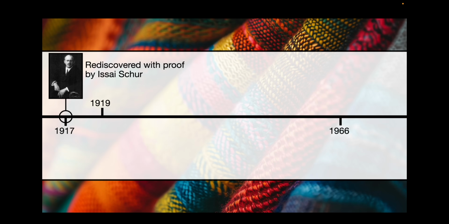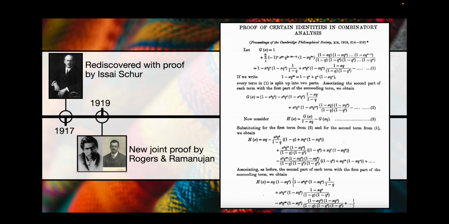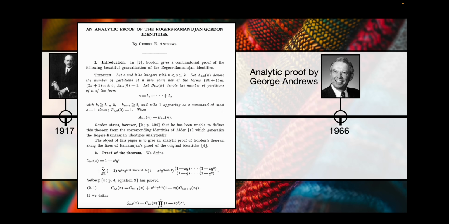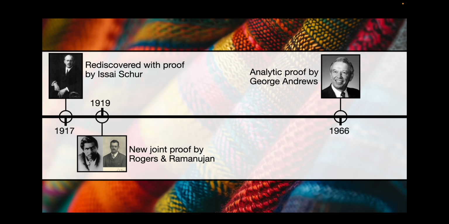That being said, in 1919, there was a new joint proof published by Rogers and Ramanujan. And you can see that the notation here is a little bit closer to what we've been using. And that's because the notation we've been using is inspired by the notation used very commonly by Ramanujan. Now let's jump all the way to 1966, when George Andrews provided an analytic proof of these identities. And similar to many mathematicians, Andrews is captivated by these identities. In fact, he's published more than 20 proofs of the identities throughout his career.